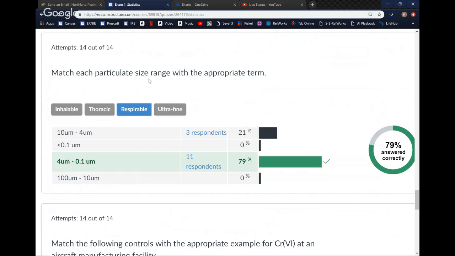So inhalable is, maybe I didn't give a range in class, but it's less than 10 microns. Respirable, there are different numbers used, either 2.5 or 4, depending on who you ask. But respirable is less than one of those, either 4 or 2.5. And then ultrafine is really small.